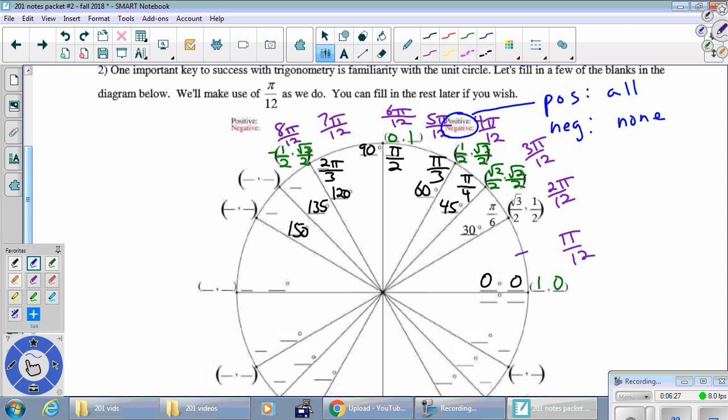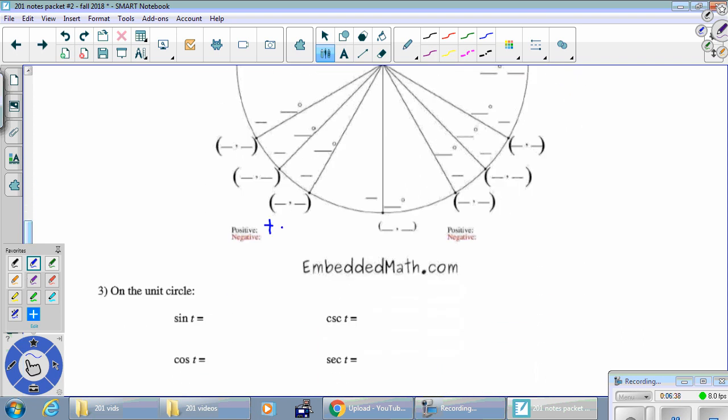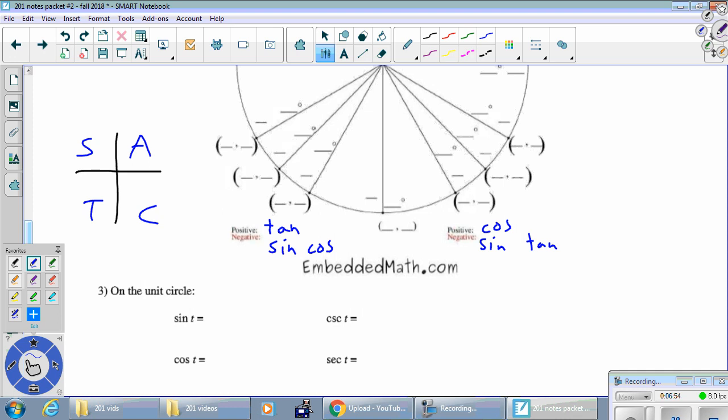In the second quadrant, sine is positive, and cosine and tangent are negative. In the third quadrant, tangent is positive, sine and cosine are negative, and in the fourth quadrant, cosine is positive, sine and tan are negative. And the way that I remember that is a simple mnemonic here, ASTC. All students take calculus. Sadly not true, but this tells me that all the trig functions are positive in the first quadrant. Only sine is positive and the others are negative. Only tangent is positive and the others are negative. Only cosine is positive and the others are negative.